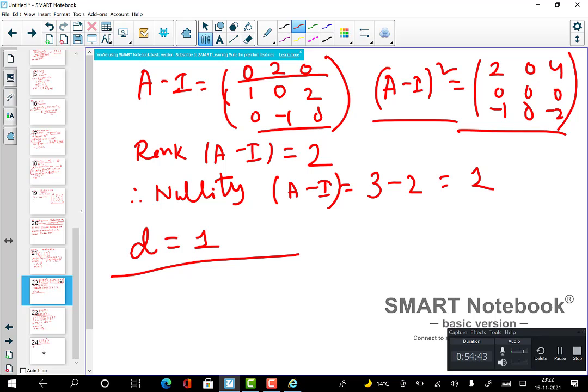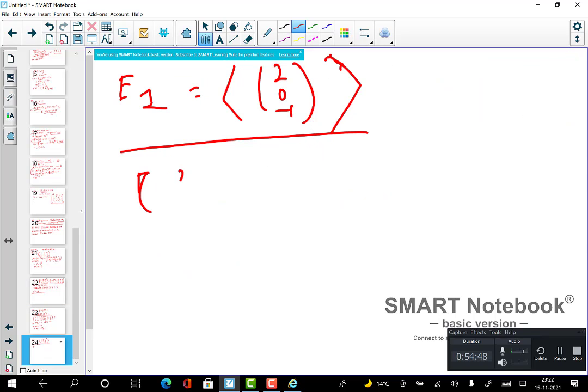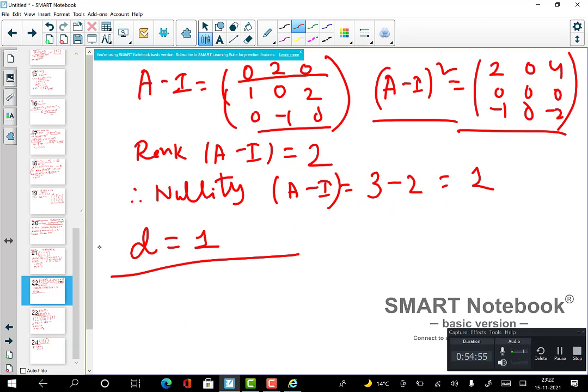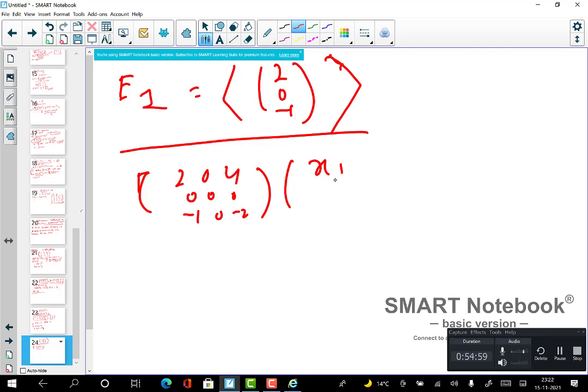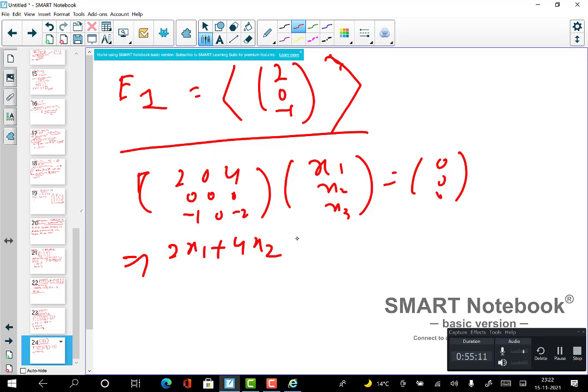So the matrix is 2 0 4, 0 0 0, then minus 1 0 minus 2, is that right? This is the matrix for (T minus I) whole square, right? Now you find out again the vector x1, x2, x3 such that the product is 0 0 0, and the first relation is 2x1 plus 4x3 equal to 0, but this is obvious. This means x1 equals minus x2, that is coming from this.